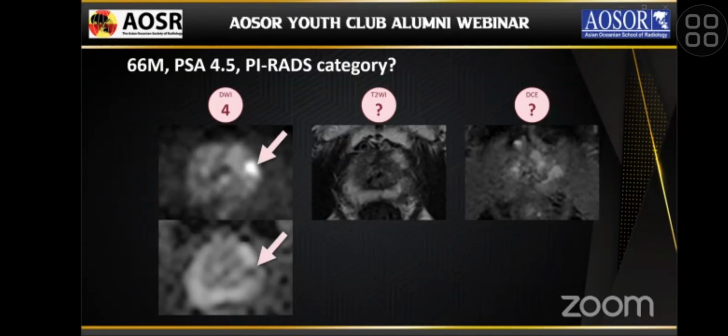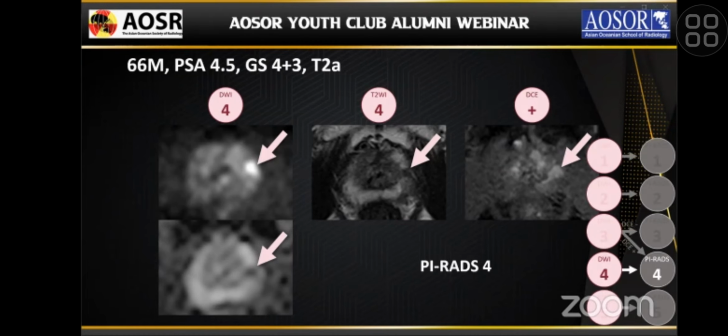DWI shows a focal lesion with marked diffusion restriction in the left peripheral zone, making this lesion a DWI score of 4. T2WI shows a focal hypointense lesion in the same area, making this lesion a T2 score of 4. The lesion shows early contrast enhancement. Based on the DWI finding, the overall PI-RADS category is 4.